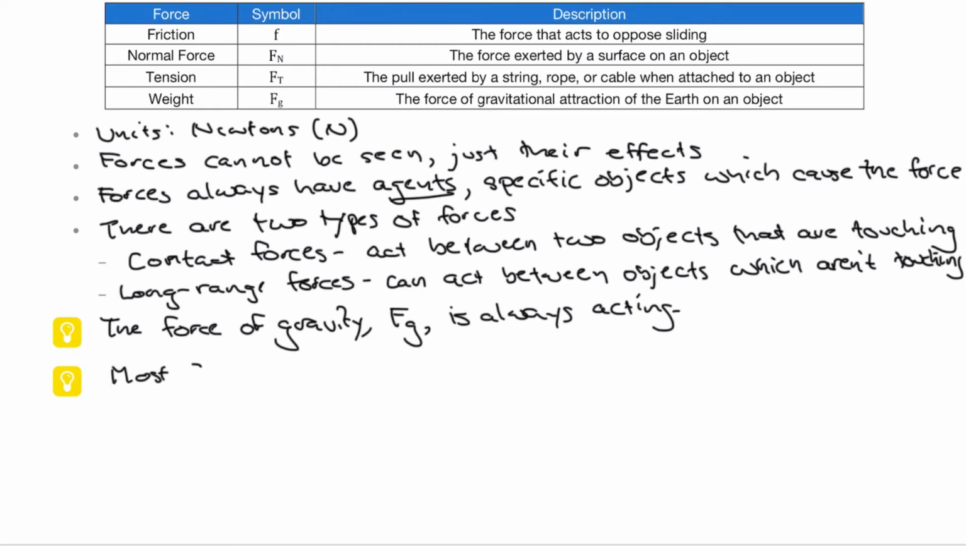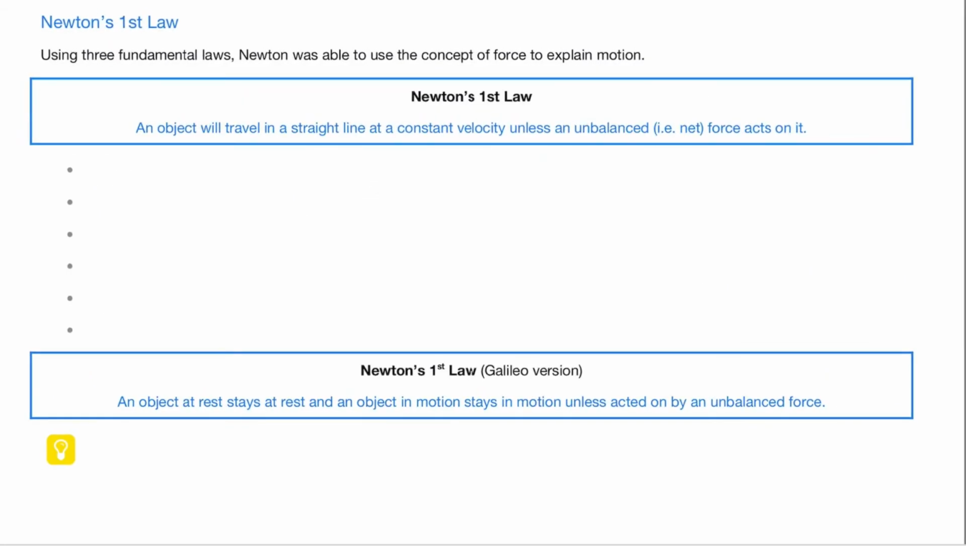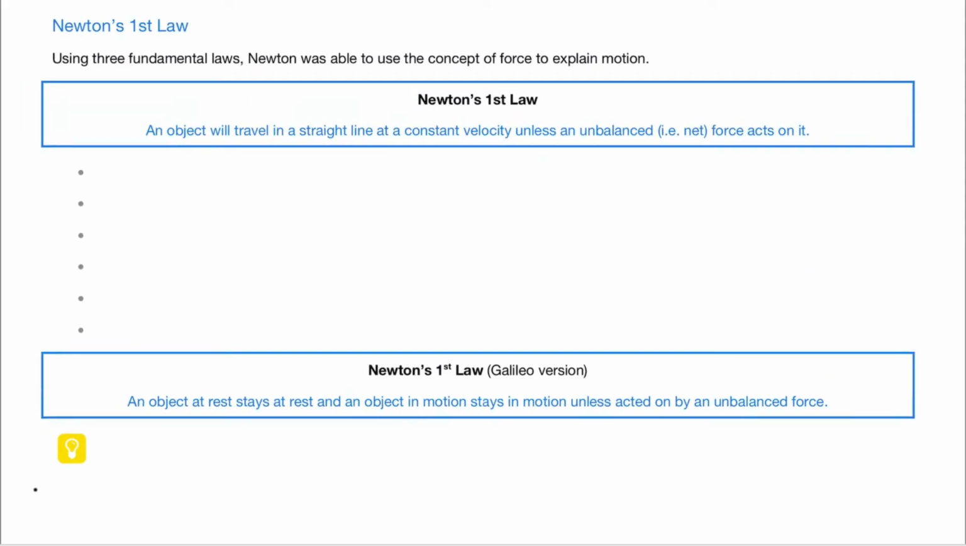The other one is that because most forces, all the forces besides gravity, are contact forces, if the agent is not touching the object, it is not acting on the object. And so I like to use the words, if it's not touching, it's not acting. So when you are trying to analyze which forces act on an object, the first thing you should do is write down gravity. The other thing you should do is see what else is touching the object that we are analyzing.